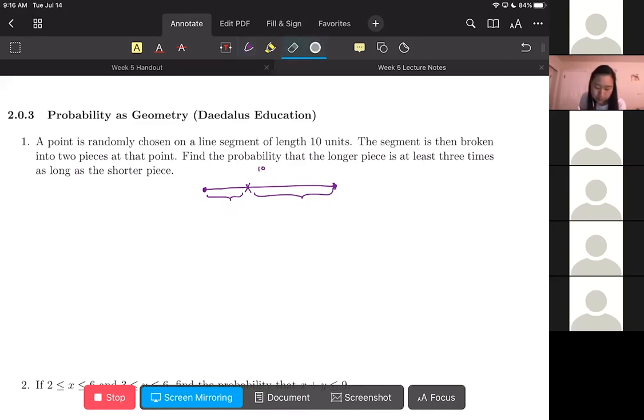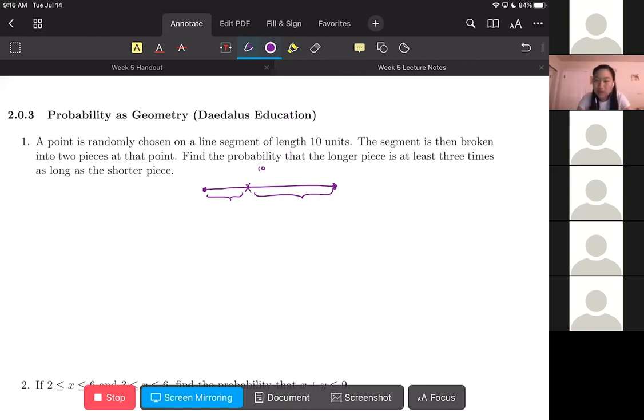So if the shorter length is less than or equal to 2.5, which is 10 divided by 4. Yeah, that's right. There's a couple ways you can get to that. I think one is you can guess and check or think about it intuitively. If the longer piece is at least 3 times as long, then it will divide at the 1/4 mark. So 10 over 4 is 2.5.